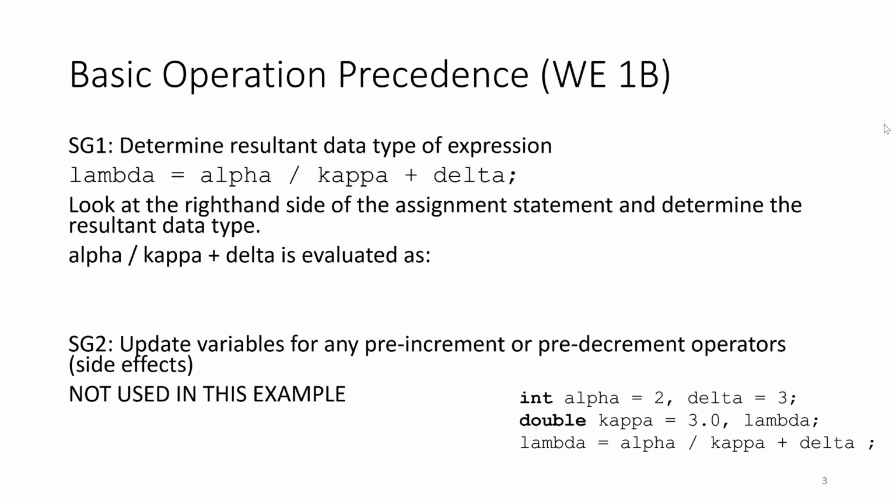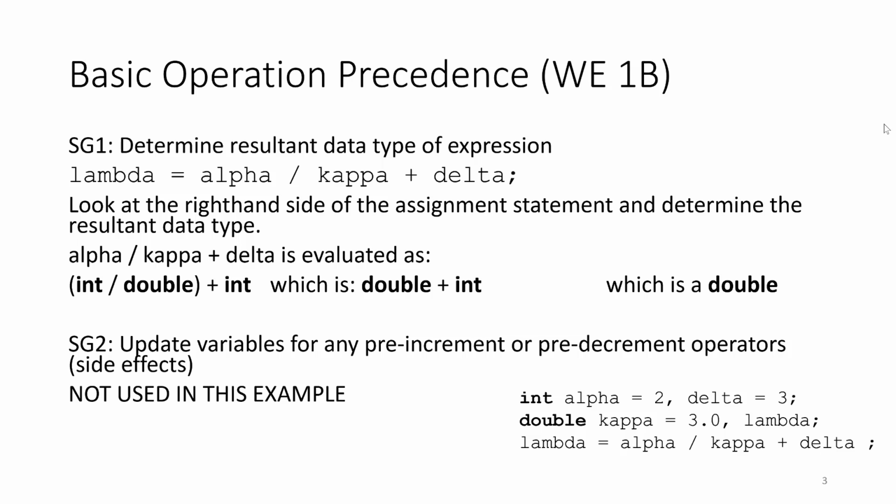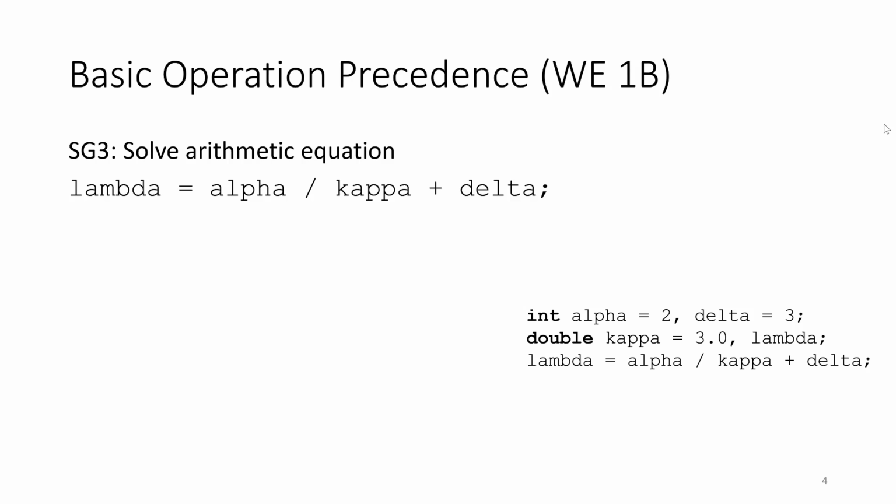Therefore, we have an int divided by a double, which would result in a double, which is then added to an int. A double plus an int results in a double. Remember that a double in an expression with any other numeric type would promote it to a double. Subgoal 2 is not used in this example.